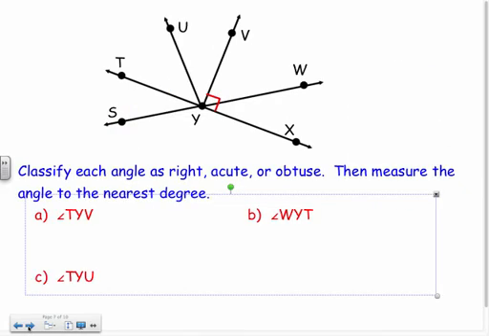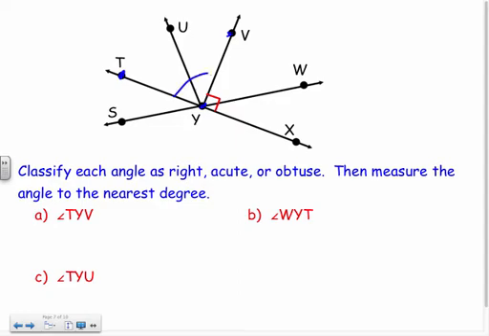So let's classify here. Classify each angle using right, acute, or obtuse. Then measure the angle to the nearest degree. Okay, we're not actually going to measure the angle to the nearest degree. We're going to take our best estimate, kind of based on using 45 degrees and 90 degrees. Just some easier things to use. So I'm looking at angle TYV. So we're looking at this whole thing right here.